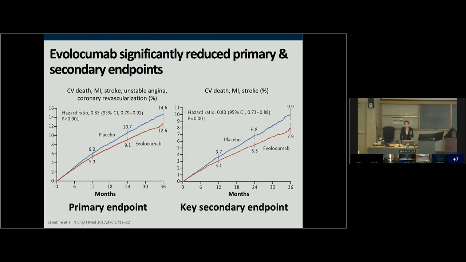Now, the more traditional MACE endpoint that we usually look at, which is cardiovascular death, non-fatal MI, and non-fatal stroke, is represented as the key secondary endpoint in the study, and there was also a very good separation of the Evolocumab group from the placebo group, about a 20% relative risk reduction.